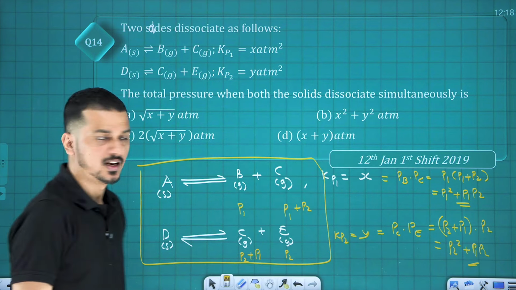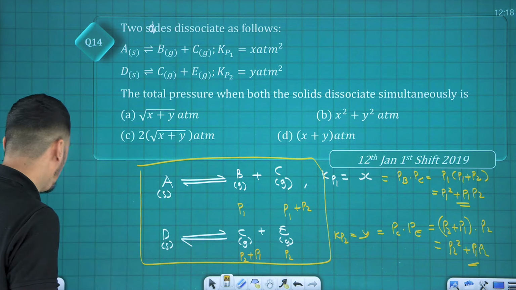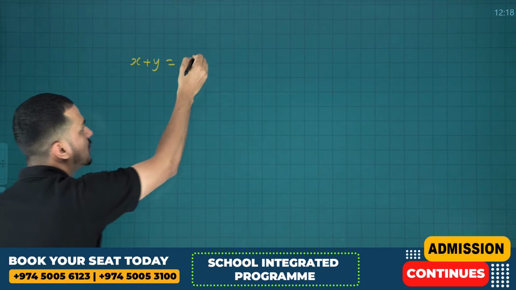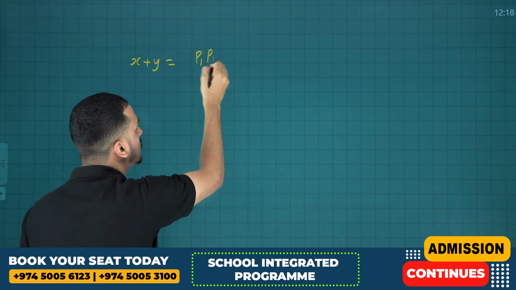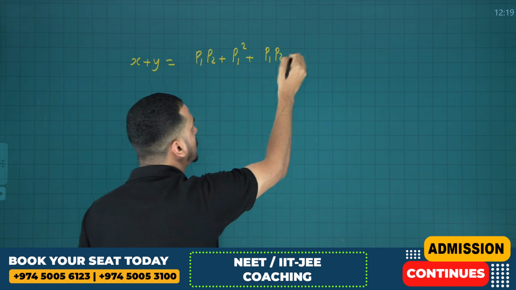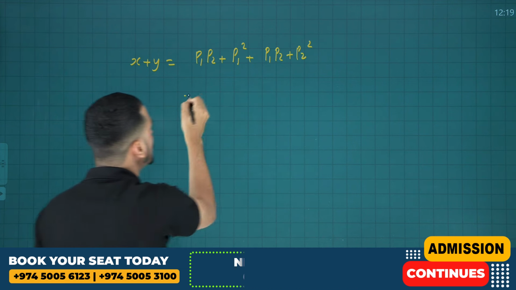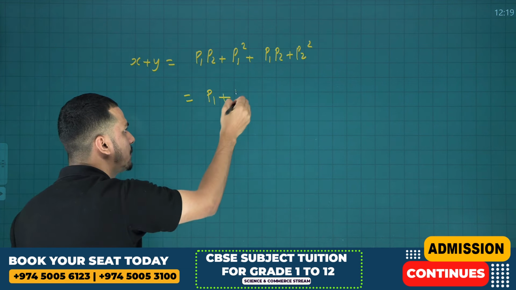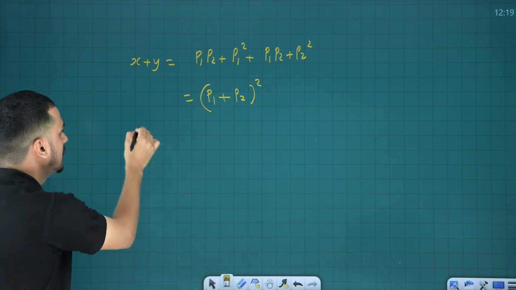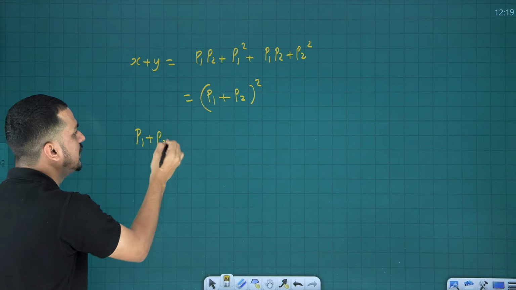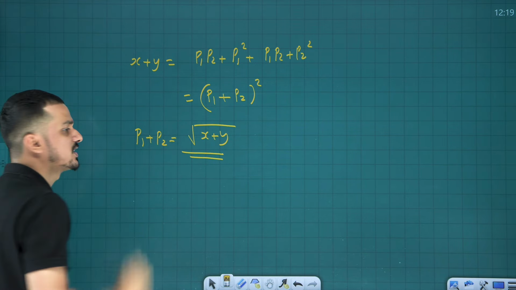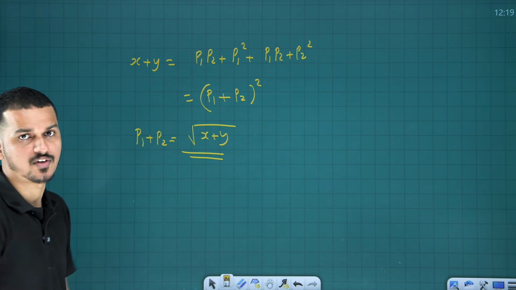Ready? Clear? Now if I add, X plus Y equals P1 P2 plus P1 square plus again P1 P2 plus P2 square. That equals P1 plus P2 whole square, equal to X plus Y. Meaning P1 plus P2 equals root of X plus Y.